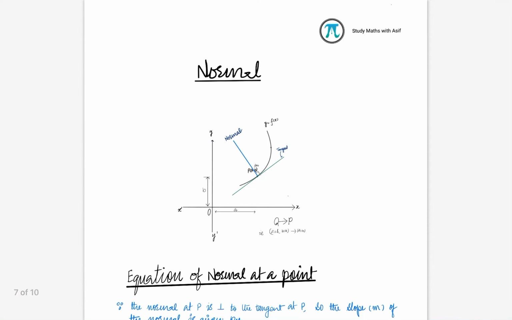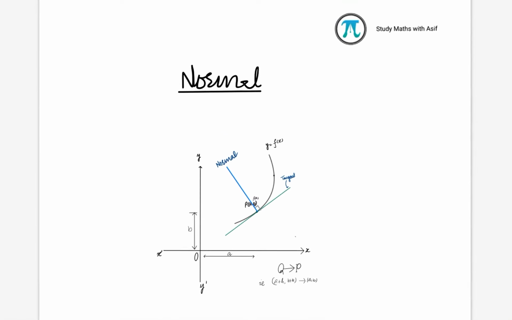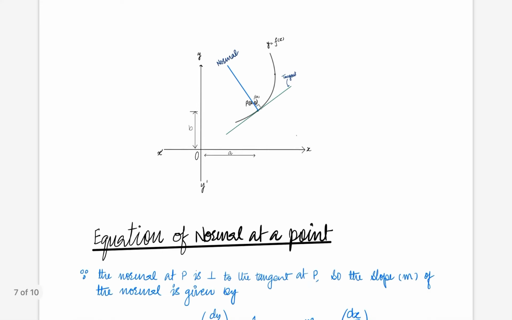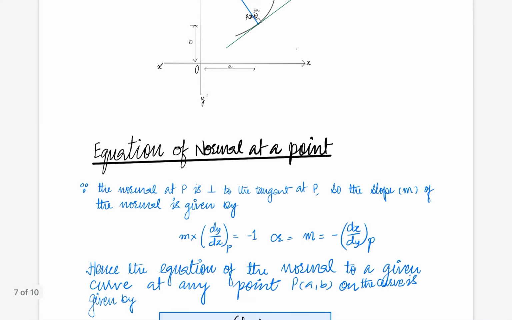Normal is a straight line which is perpendicular to the tangent. So you see the diagram, this is the normal which is perpendicular to the tangent at the point P. Now next, how to calculate the equation of the normal here. So see, simple, we need to find the slope for the normal. Since it is perpendicular to the tangent, finding the slope is not difficult.